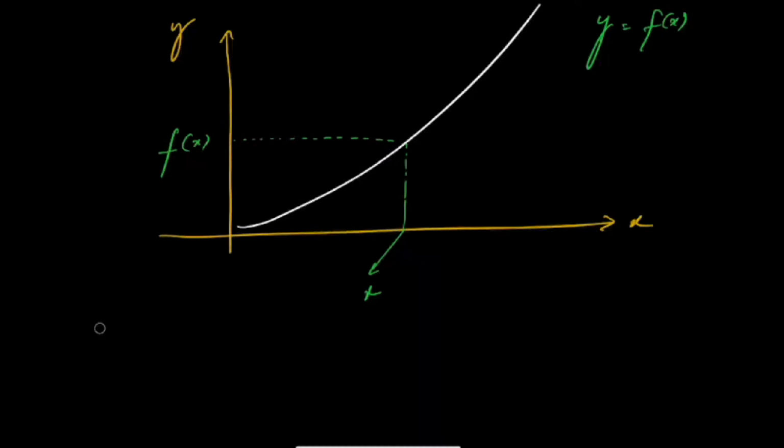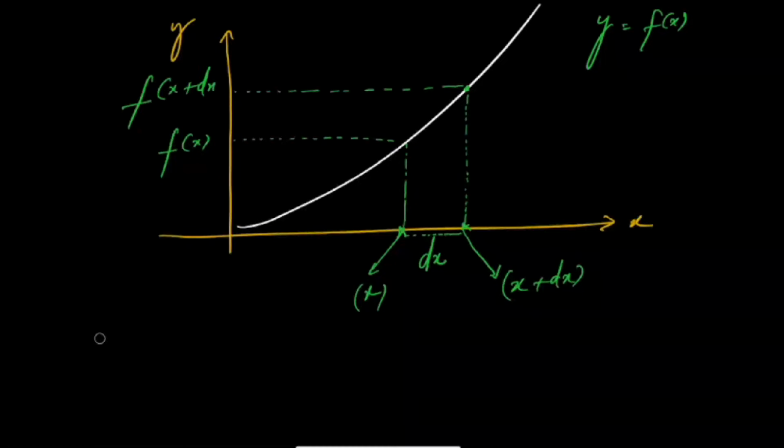So I'll take another point in the neighborhood of x, close to x. I am drawing it a little bit farther just for clean visualization, because if I draw it closer it is not easily visible on the screen, but this point should actually be close. So I'm making a small increment of dx. This line is dx, so this point becomes x plus dx. So this point is x and this point is x plus dx. The function value corresponding to x plus dx will be f of x plus dx, correct?